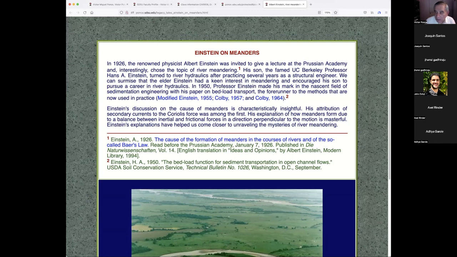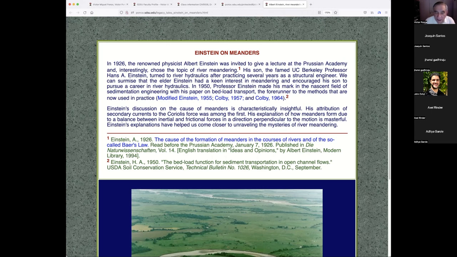Many of the methods that we are going to be discussing in detail later on have Professor Einstein's method as the basis of it. The Einstein method led to the modified Einstein, and then the modified Einstein led to the Colby method, the two Colby methods that we have. So to this day, we're still practicing the ideas that Einstein set forth in the year 1950. Interestingly enough, the younger Einstein published his paper when he was employed by the Soil Conservation Service. He was employed by the Soil Conservation Service in 1950. And then after that, he became a professor at the University of California.